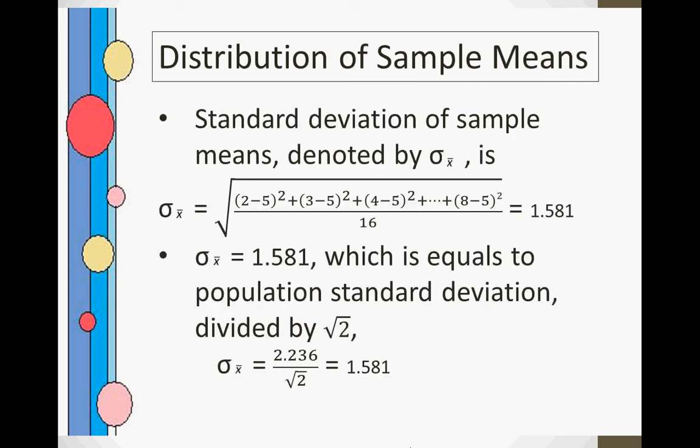The standard deviation of sample means, denoted by sigma x bar, is equal to the square root of ((2 - 5) squared + (3 - 5) squared, and so on) divided by 16, which is equal to 1.581, which in turn is equal to the population standard deviation divided by the square root of 2, which can be clearly seen from the formula below. The sigma x bar is equal to 2.236, which is the population standard deviation, divided by the square root of 2, which is equal to 1.581, the same value that we found for the sigma x bar just now.